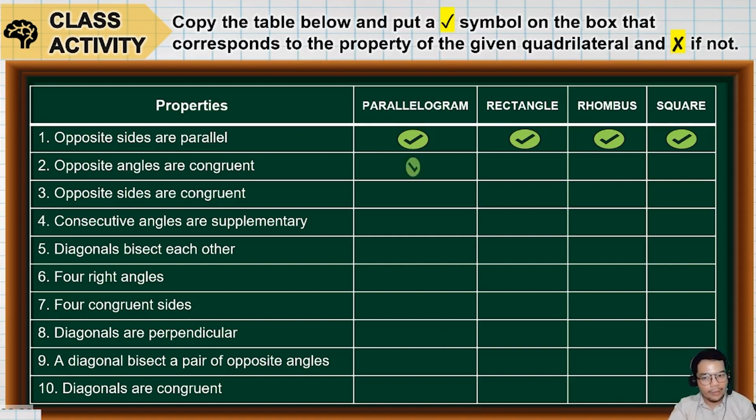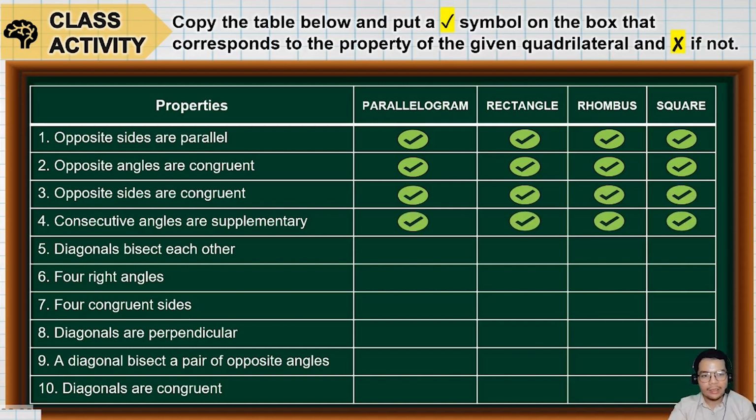angles are congruent, opposite sides are congruent, consecutive angles are supplementary, and diagonals bisect each other. Yung apat na property na yan ay property ng isang parallelogram at dahil parallelogram nga si rectangle, rhombus at square, ibig sabihin present yung apat na properties na yan kahit sa kanilang tatlo.